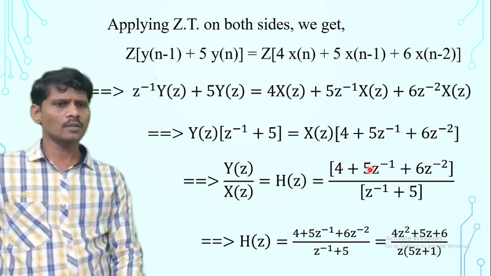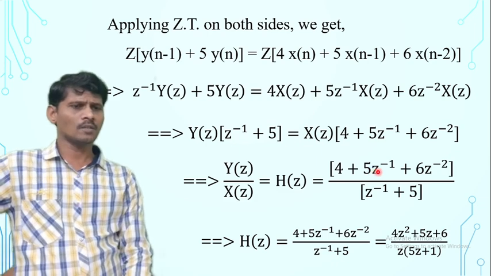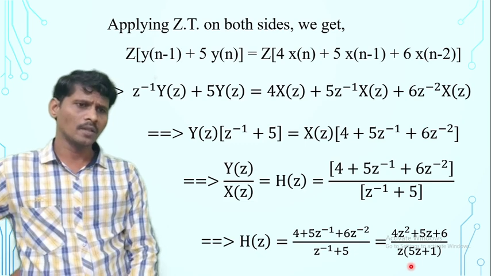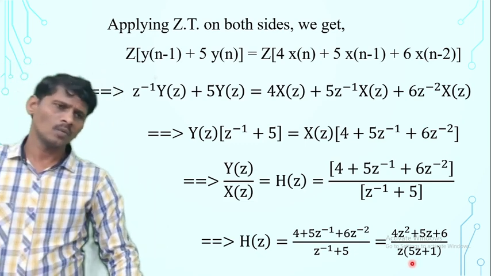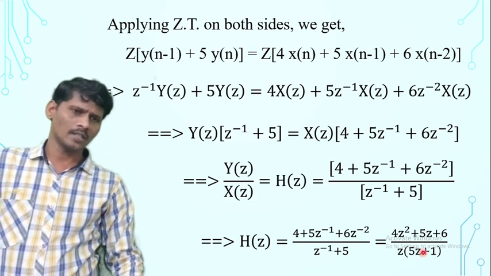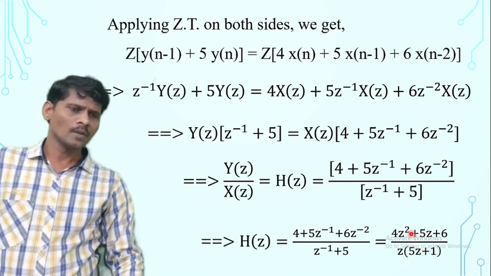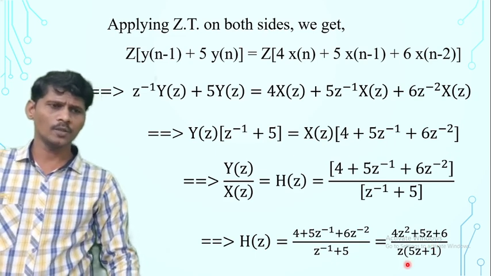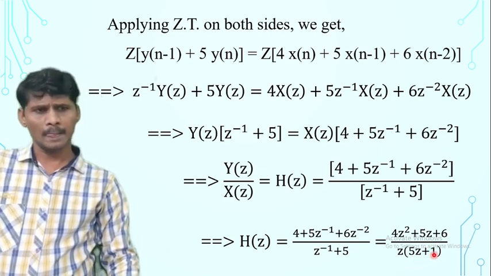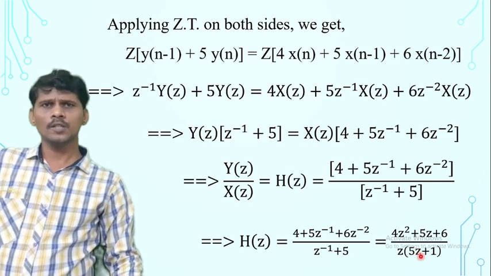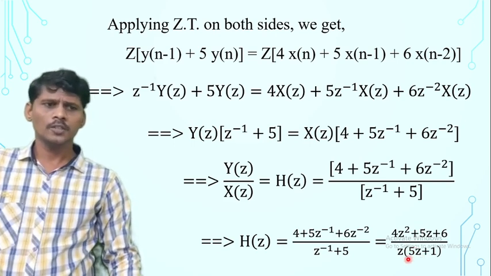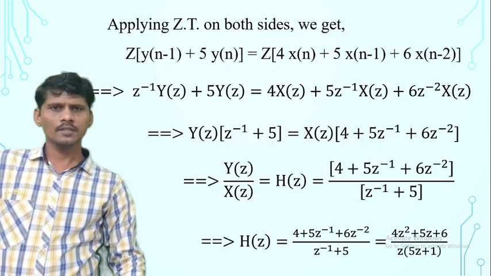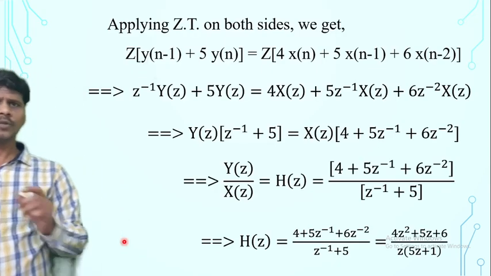So that is equal to the numerator. Take the common z power minus 2, and in the denominator take the common z power minus 1. In the numerator and denominator, z power minus 1 is cancelled and the remaining term is H of z equal to (4z square plus 5z plus 6) divided by z into (5z plus 1). So that is question number 2b solution.